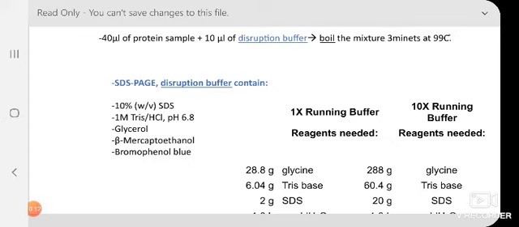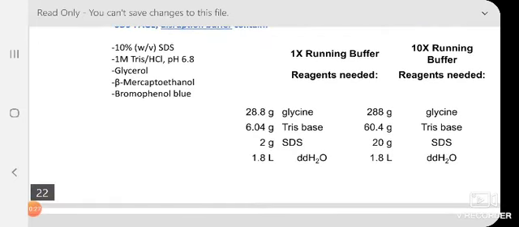Now, what is the composition of our running buffer, the electrophoresis buffer? You need not know how many grams you are weighing, it's not required, but the composition you need to remember. So the running buffer composition, only this much we will discuss. It has Tris base, it has glycine, Tris glycinate buffer.